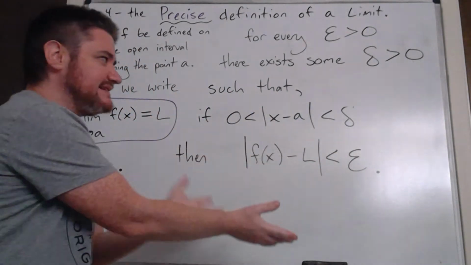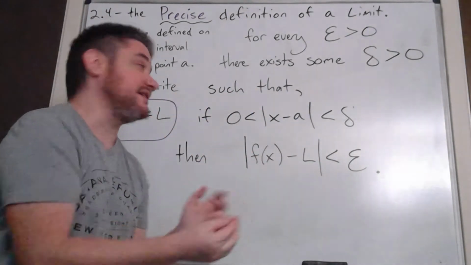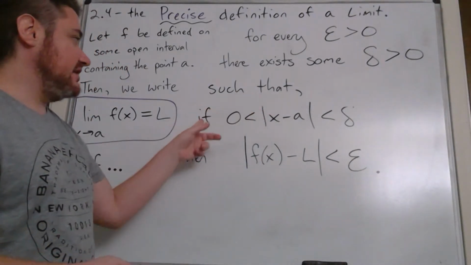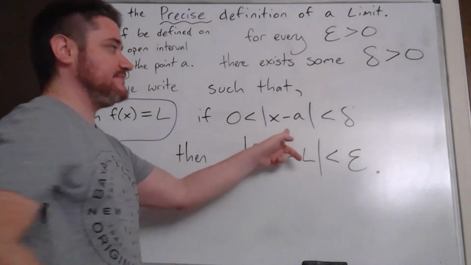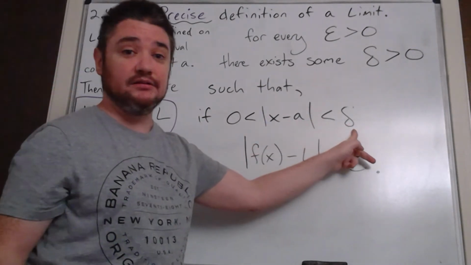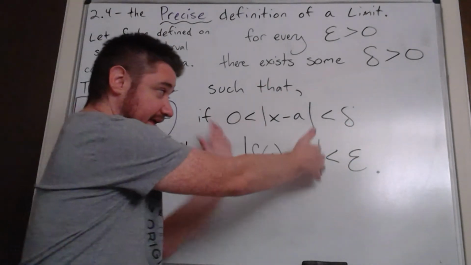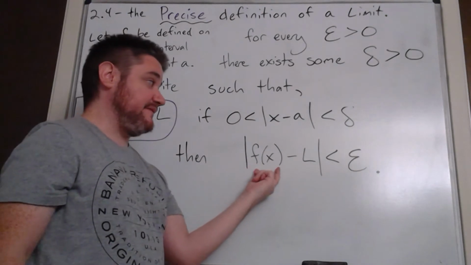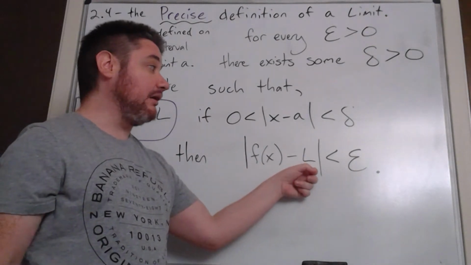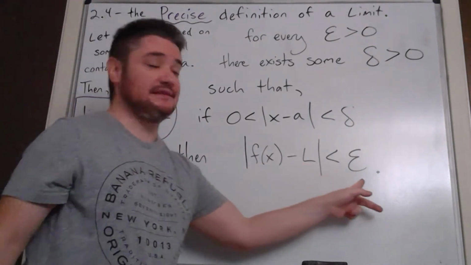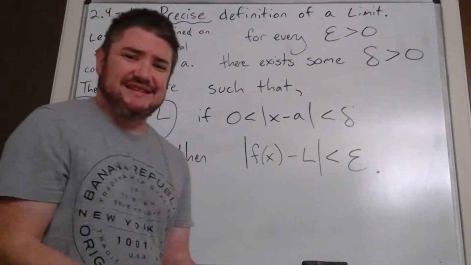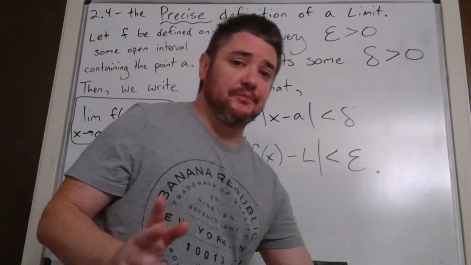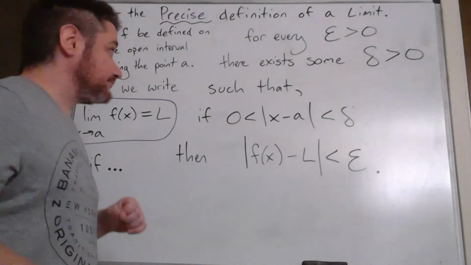I'll read the inequalities out, but then I'll try to paraphrase what it's saying. It says such that if 0 is less than the absolute value of x minus a, which is less than delta, then the absolute value of f of x minus L, which is going to be our limit, is less than that small number epsilon that we chose. Okay, so what does that mean, right? That is probably a little weird to interpret.